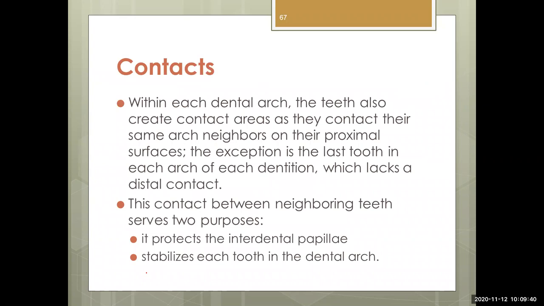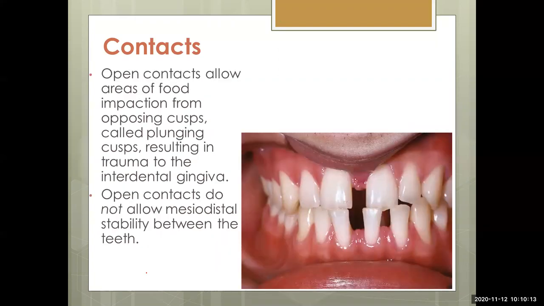Within each dental arch, the teeth also create contact areas as they contact the same arch neighbors on the proximal surfaces. Our teeth want to contact other teeth. They want an opposing tooth, and they want to have a neighbor as well, side by side. So this contact between neighboring teeth serves two purposes: it protects the interdental papilla, and it stabilizes each tooth in the dental arch. So this is an edge-to-edge bite here, and this is a cross bite here because the maxillary is completely behind the mandibular.